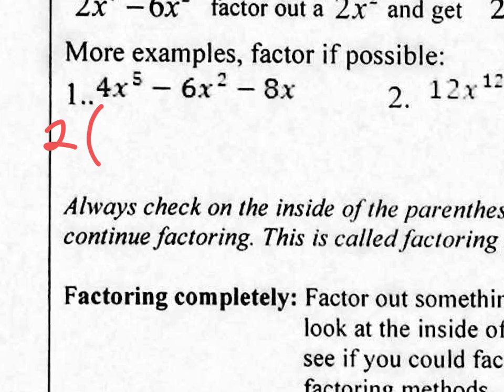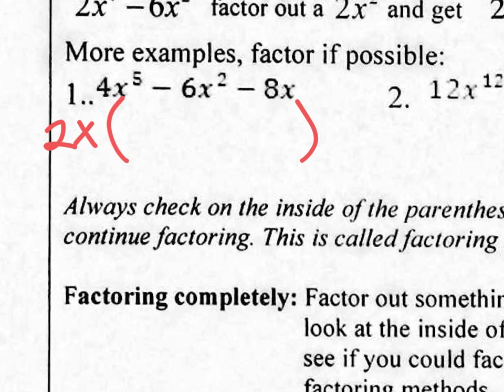Anyway, what would be left? No, I'm sorry, not what would be left. We need to also pull out x's, because there's x's in all terms. So what's the greatest amount of x's we could pull out from all of them? Just a single x. There's 5 here, there's 2 here, there's 1 here. The greatest amount of x's we could pull out from all three of them at the same time would be just 1 x. So what would be left on the inside?